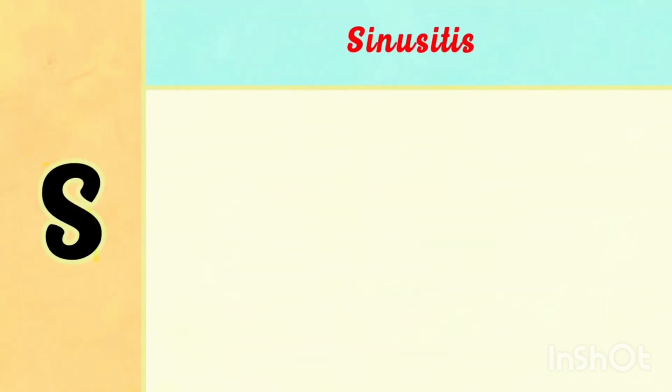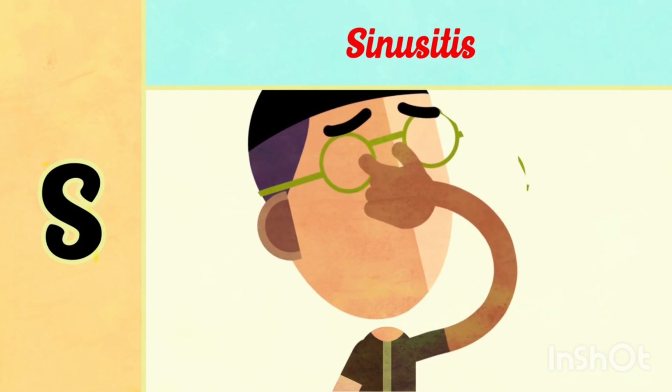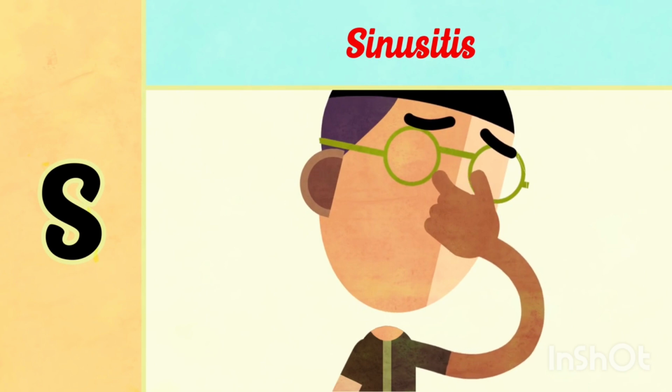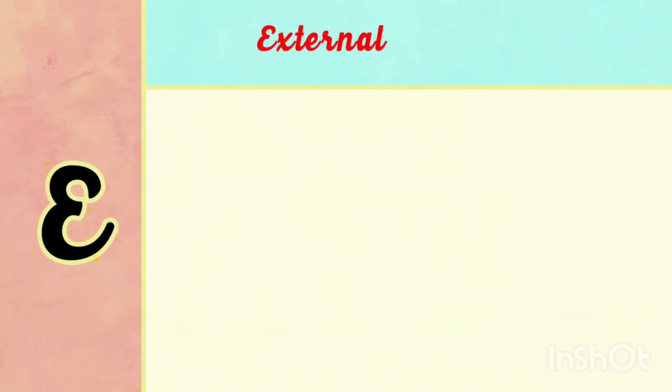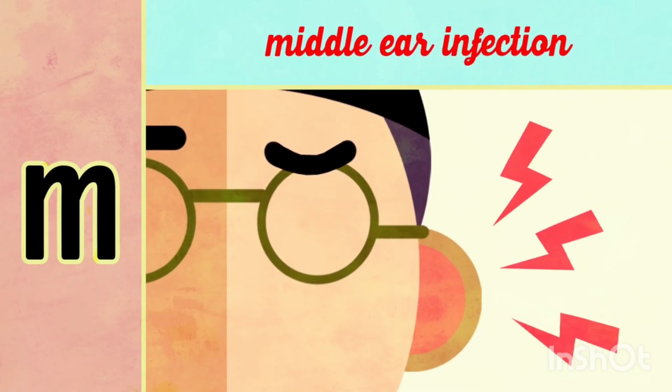S is for sinusitis. Since all sinuses have only one opening, and that's in the lateral wall of nose, DNS causes obstruction of these openings due to nasal obstruction. E is for epistaxis. E is for external deformity, particularly in young females or males who are more conscious of this. M is for middle ear infection.